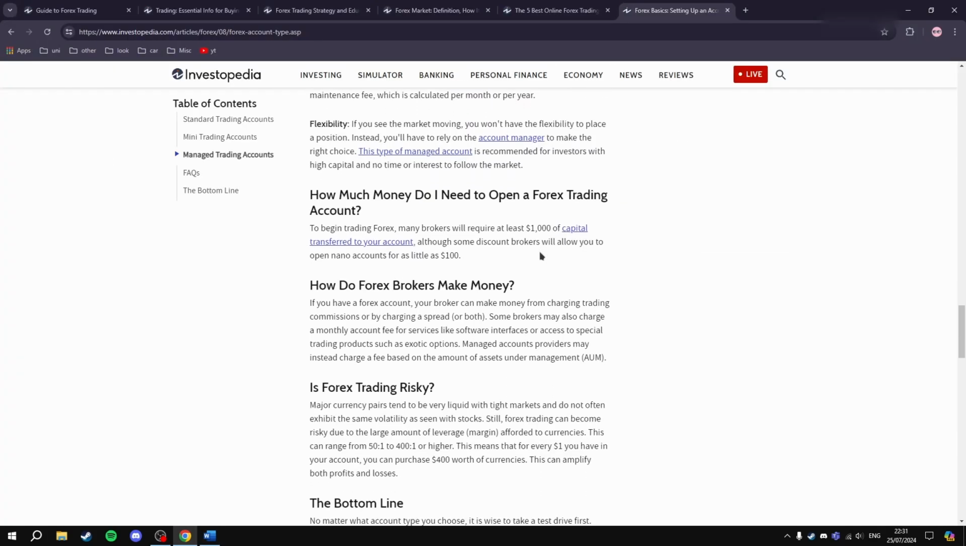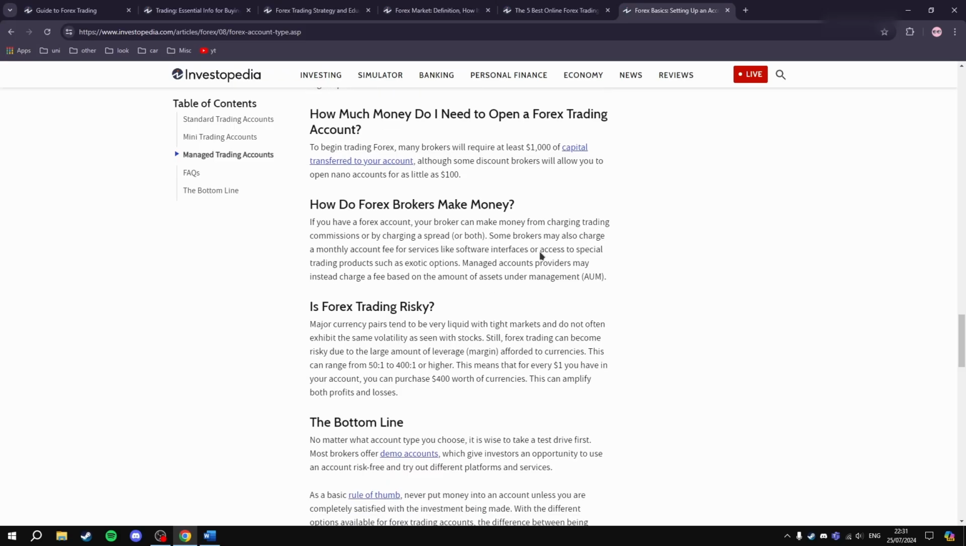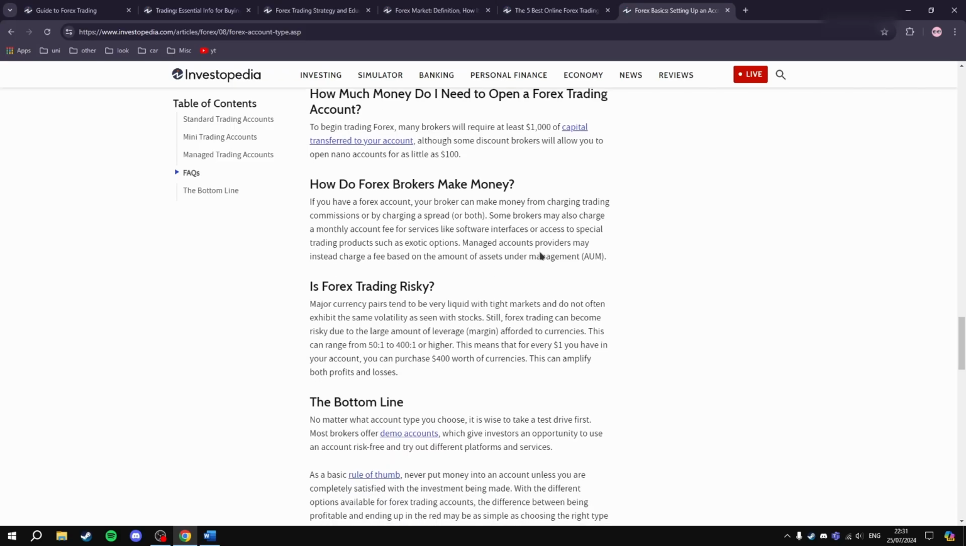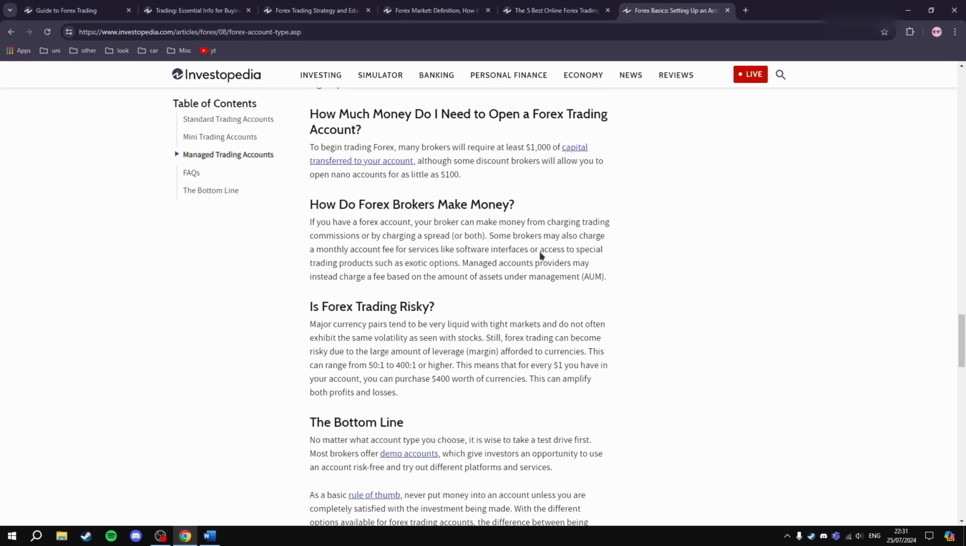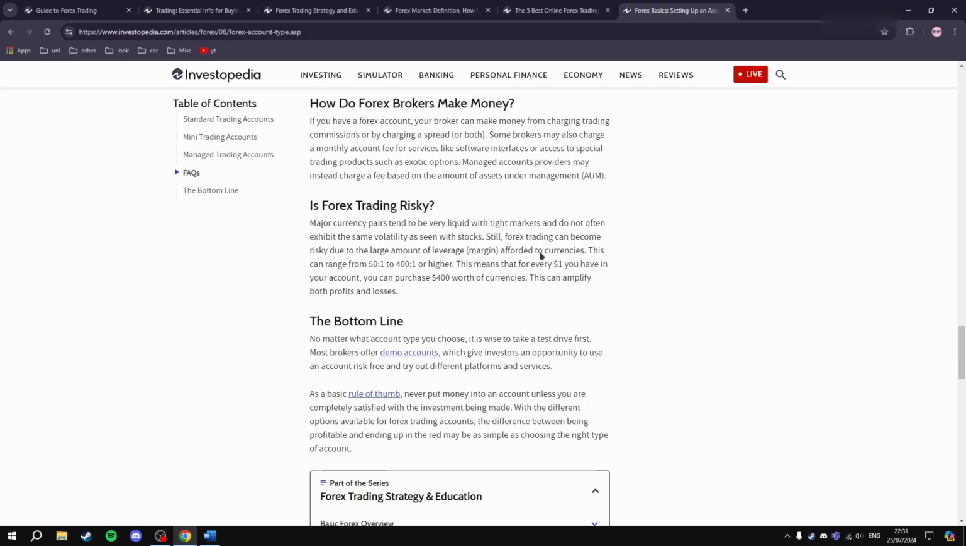How much capital do I need to open a Forex trading account? To begin Forex trading, many brokers require at least $1,000 of capital transferred to your account. Although some discount brokers allow you to open a nano account for as little as $100. How do Forex brokers make money? If you have a Forex account, your broker can make money from charging trading commissions or by charging a spread, or both.